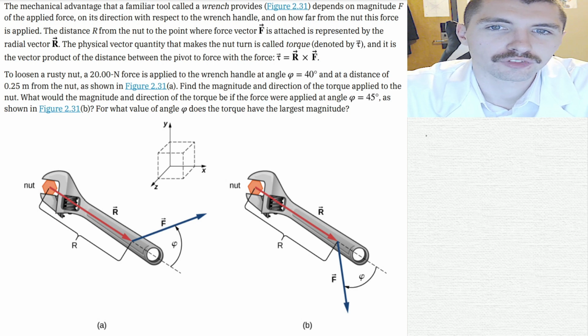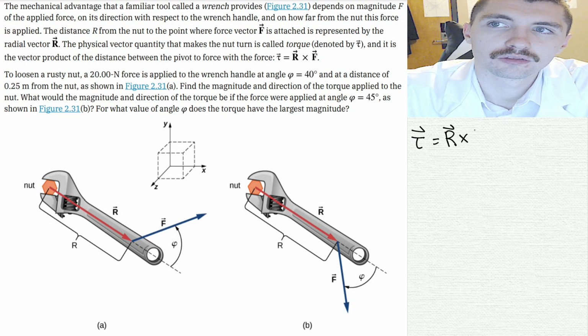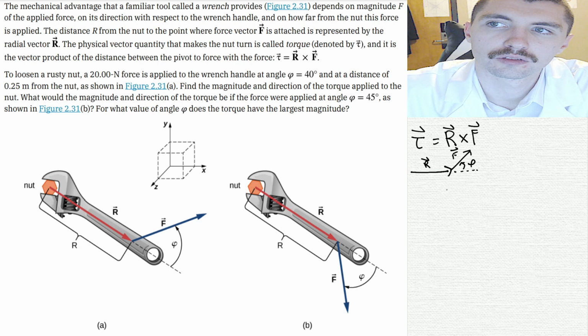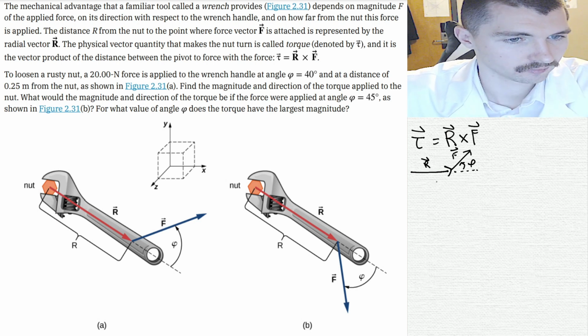Torque is tau vector. Torque is the cross product of these two vectors. So R and then F and then phi. Okay.